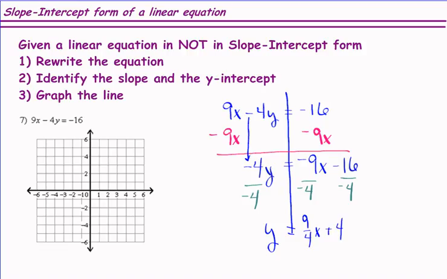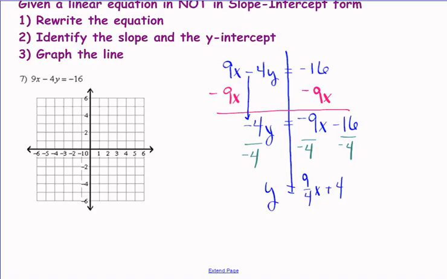What I want you to do is identify the slope, which is 9 over 4, or up 9, right 4. And then I have the y-intercept of (0, 4). So let's go ahead and plot our y-intercept.